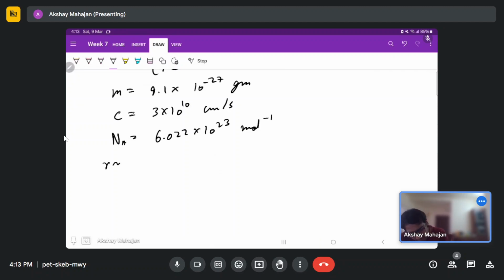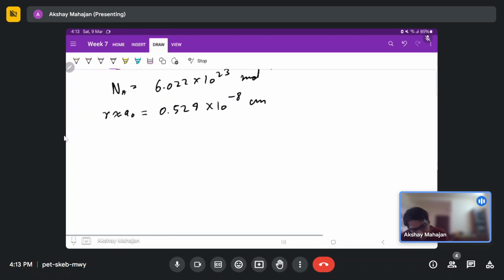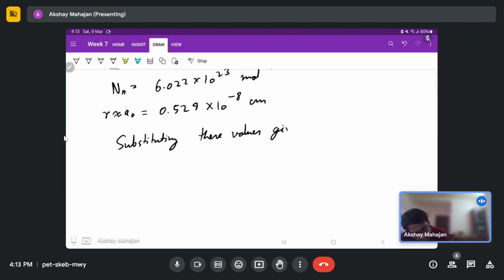And r is approximately a0, which is our Bohr radius, which is 0.529 × 10^-8 centimeter. Then just substitute these values. If you put all those values, your chi molar, the molar susceptibility, will come as -1.58 × 10^-7 centimeter cube per mole.